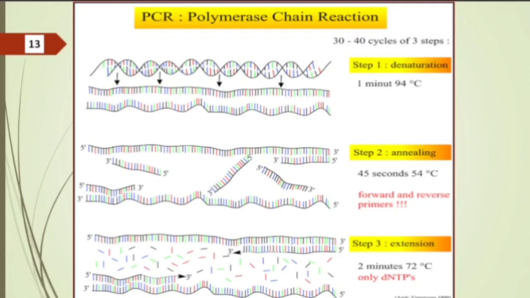In the second step, annealing. During the annealing, a primer is added to the single strand of DNA. In the third step, extension. Based on the primer, the dNTPs are added to the primer to extend the DNA fragment. This is the total diagram of PCR technique.